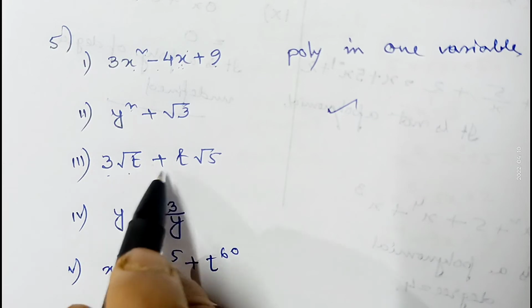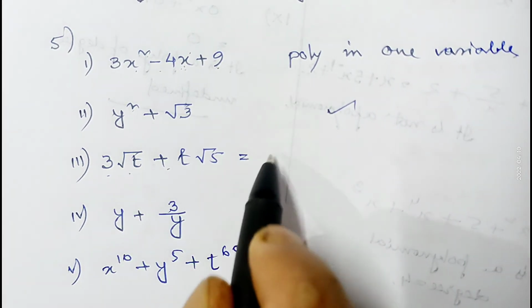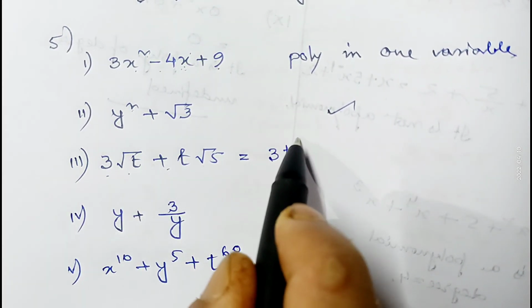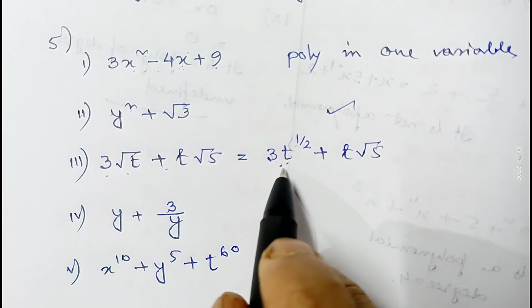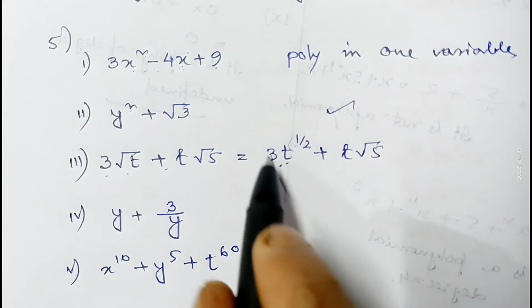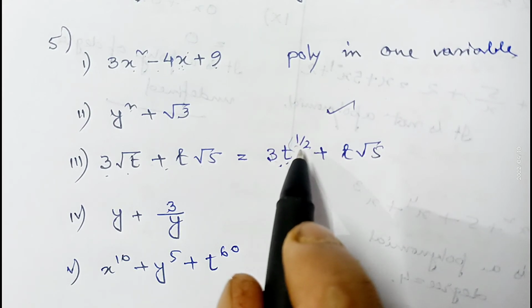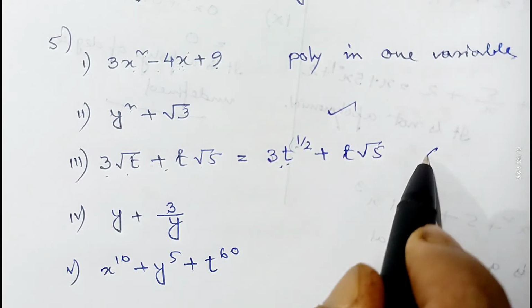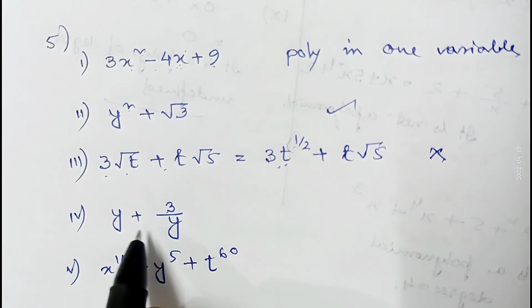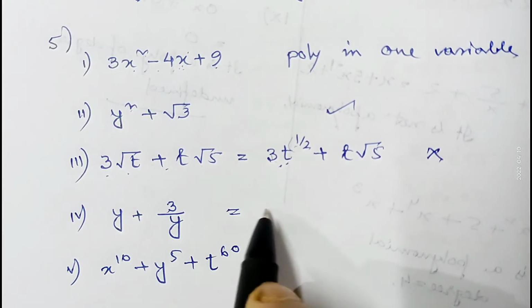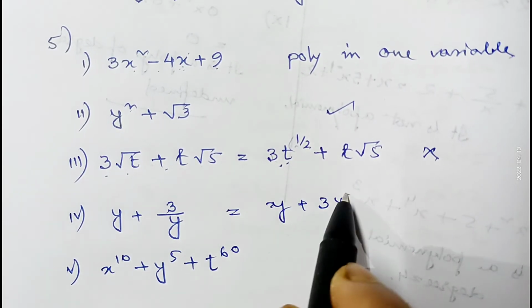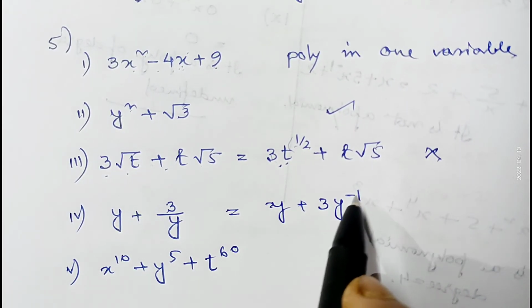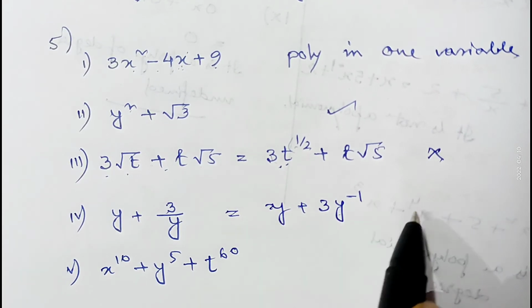3 root over 2 plus t root over 5, it can be written as 3 t to the power half plus t root over 5. And as you can see, power of t in this case is fraction, it is not a whole number, so it's not a polynomial in one variable. In case of y plus 3 by y, it can be written as y plus 3y to the power minus 1. Since here power of y is minus 1 and minus 1 is not a whole number, so it's not a polynomial.